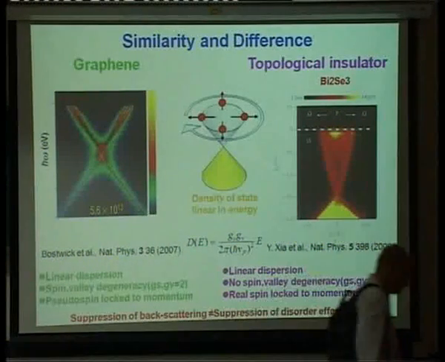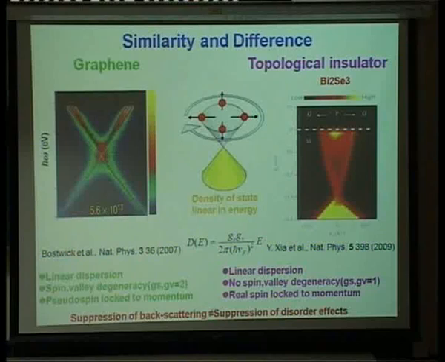So the ground state degeneracy is just 1. Graphene has a ground state degeneracy of 4, as Amir was talking about, arising from the valley and spin, and that's the main difference.